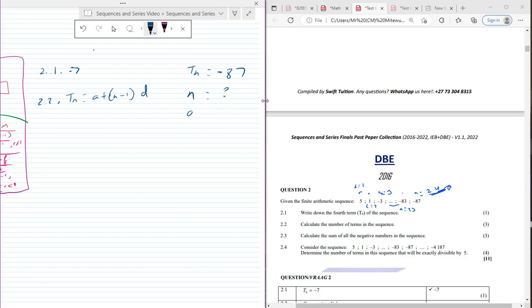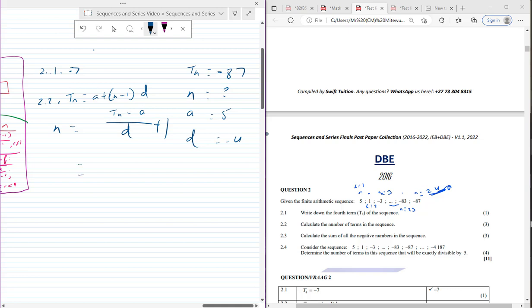Do I know a? Yes, I do know the first term. The first term is obviously going to be 5. So I'm going to put 5 down. And do I know the difference, the common difference? I do. It's minus 4. Okay, so I've got everything that I need. I just need n. So I can actually manipulate the equation over here. If you can't do that, that's okay. But I can tell that n is going to be equal to Tn minus a divided by d plus 1. Okay, you don't have to do this, but you can just substitute and then solve afterwards.